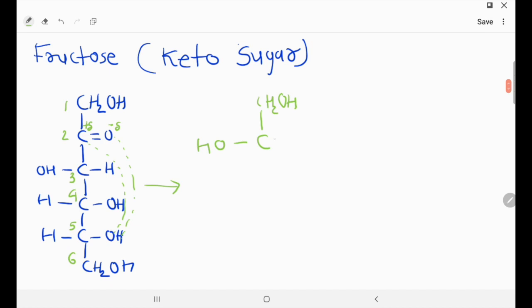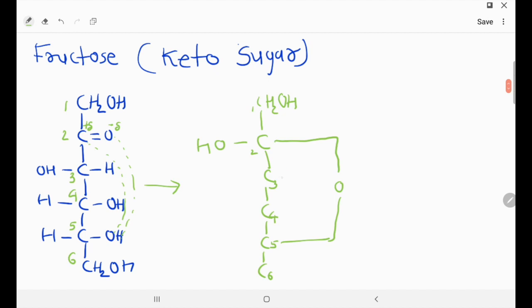From here it is carbon number 1, carbon number 2, carbon number 3, carbon number 4, carbon number 5, and here carbon number 6. Now carbon 2 and carbon 5 bond via oxygen. Carbon 2 to carbon 5 bond via oxygen. Is this clear? That's good.